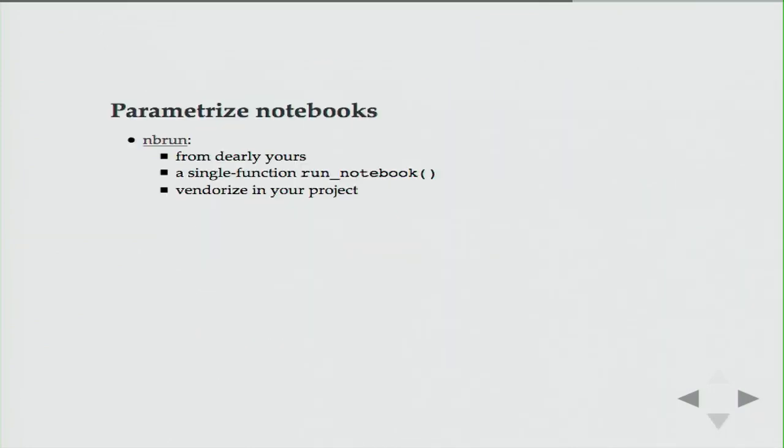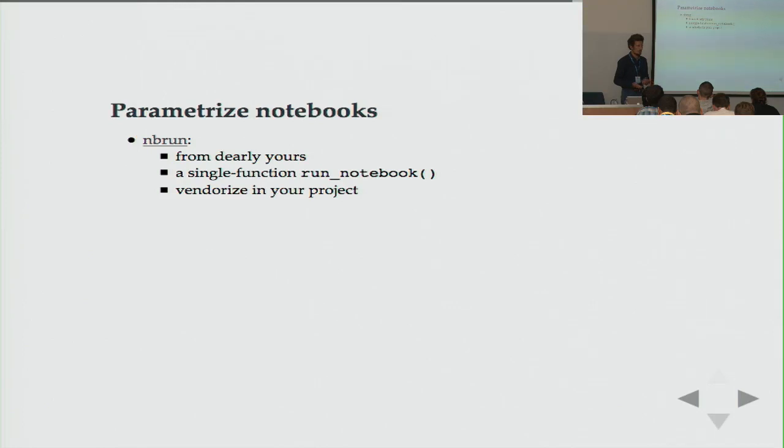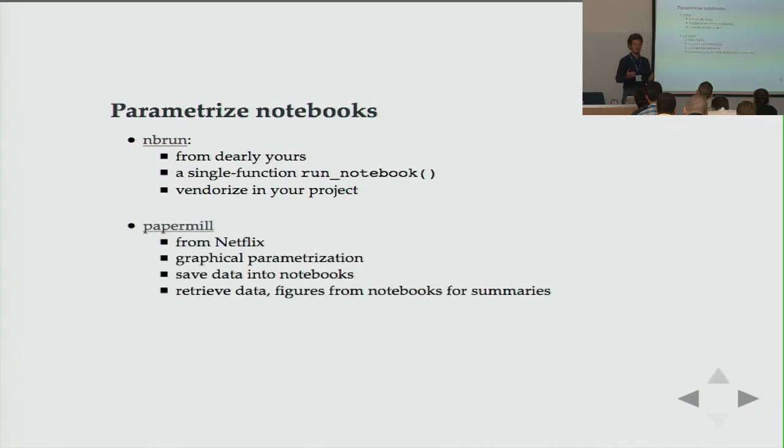Okay, what tools do we use? That example was just a handmade function. After I did that first experiment, I realized that it was a kind of general thing to do. So I created this little nbrun file that is on GitHub that contains only one function, and that you can take and put in your project as nbrun.py. You vendorize it inside your project and you import the function run notebook that allows you to run notebooks with parameters. That's the stupid way to do it.